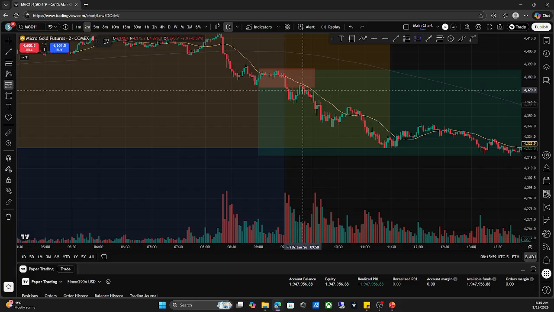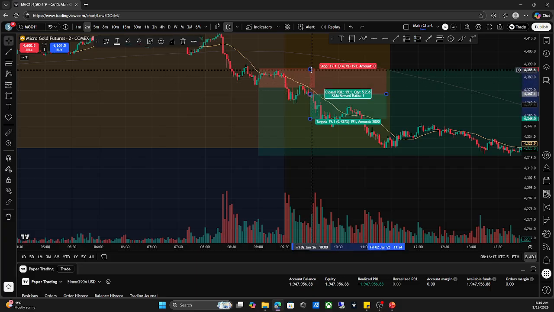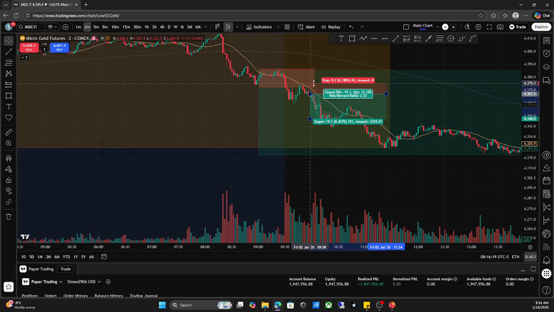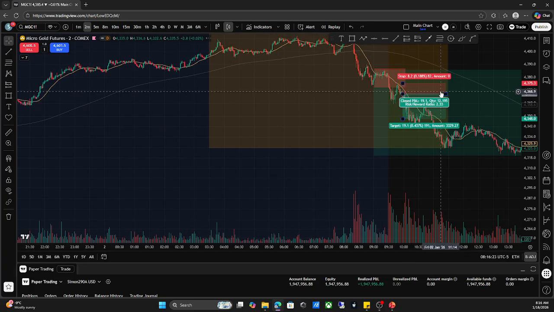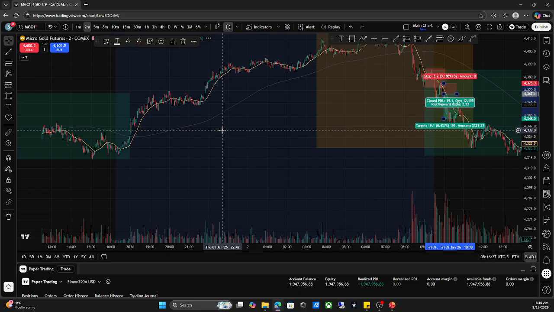Just an extra confirmation. So this line was broken, closed down, and this line broke it. So I'll place my stop here. I'll keep my TP nearby and aim for 1 to 1, 1 to 2.